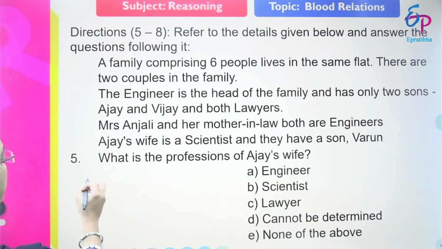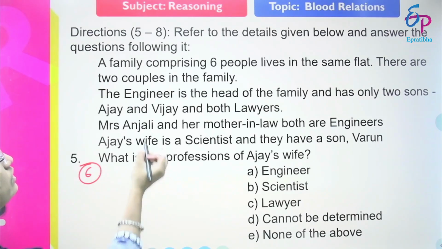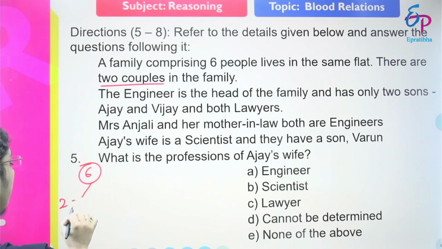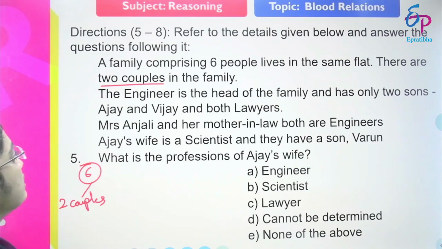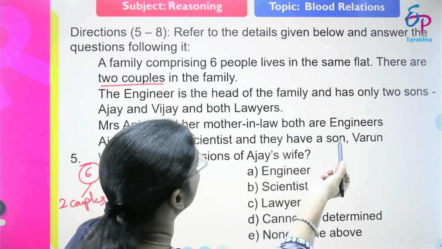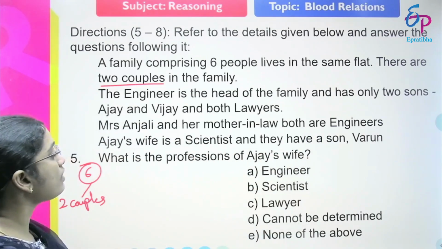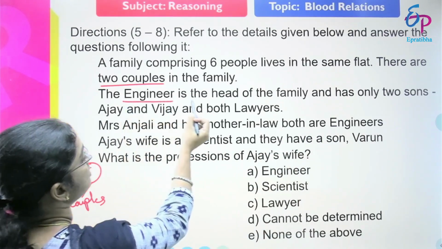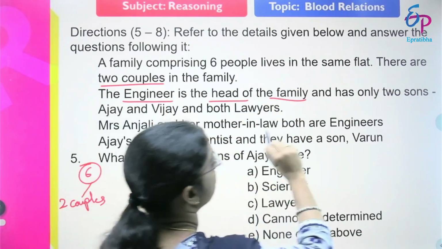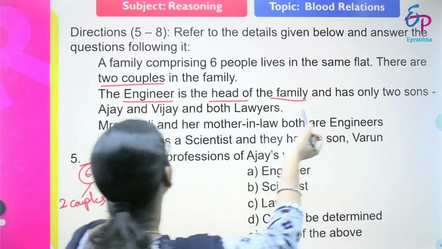First we need to take that. So total 6 persons are there. Out of 6 we are having only 2 couples in that family. Then the engineer is the head of the family and has only 2 sons, okay. The engineer is the head of the family, friends.